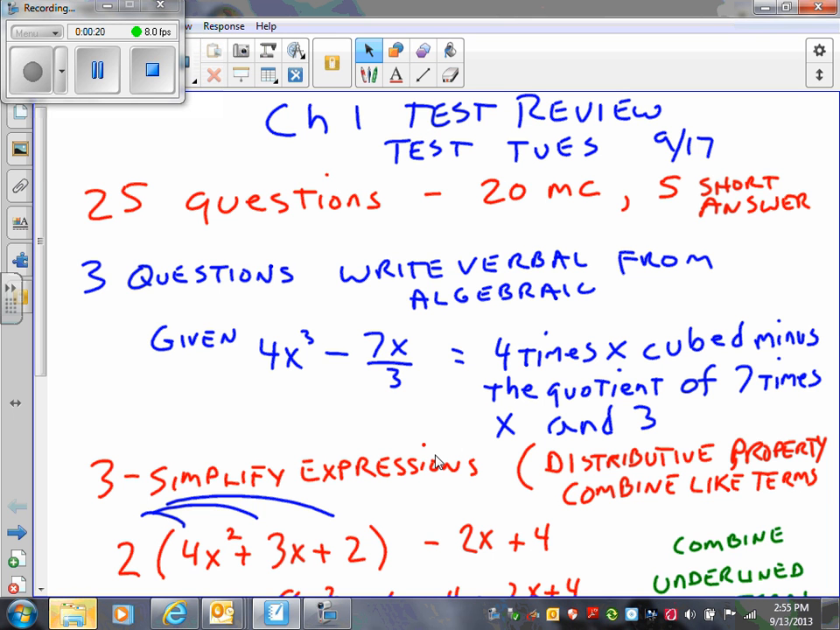3 of the questions, you'll have to write the verbal from the algebraic. These are all the multiple choice parts. I'll do the multiple choice parts and then the short answer. I'm working an example of every type of problem.